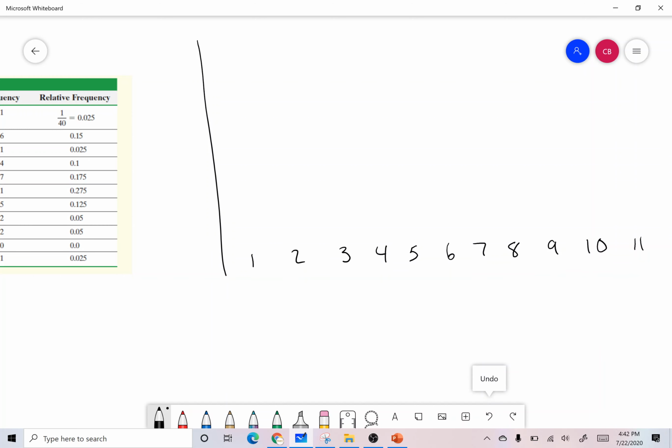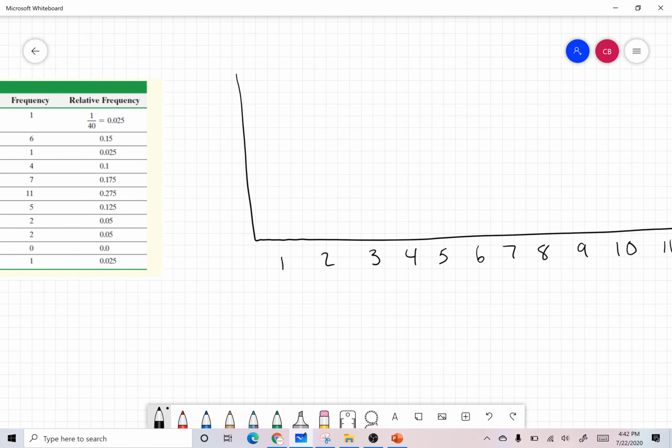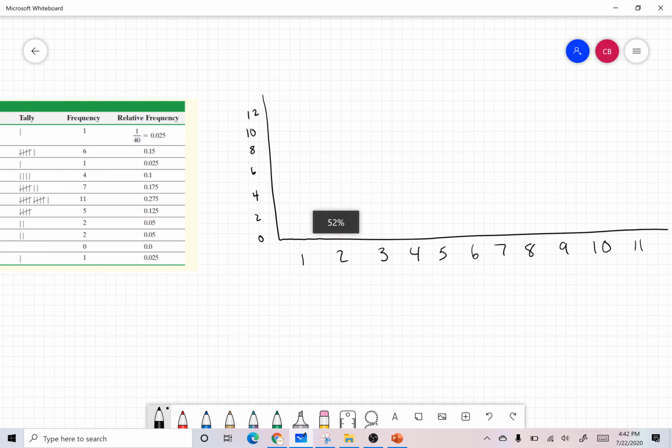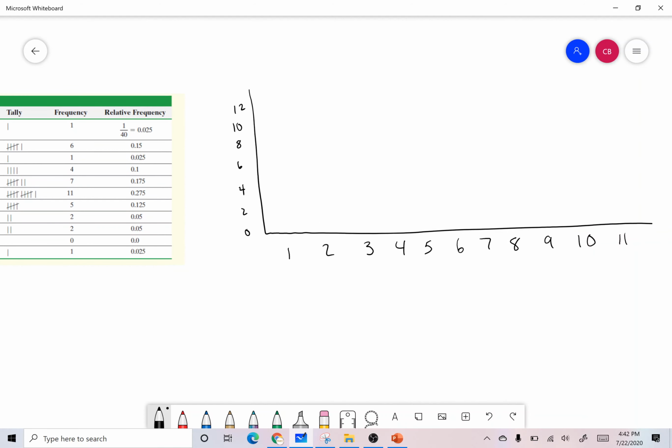Oops, I don't want to draw it that low. So I'll go like this. And our biggest frequency is 11. Our smallest one is 0. So let's do 0, 2, 4, 6, 8, 10, 12. Okay. So we fit everything. Everything is kind of synchronized. So our goal is to draw rectangles and match these relative frequencies.